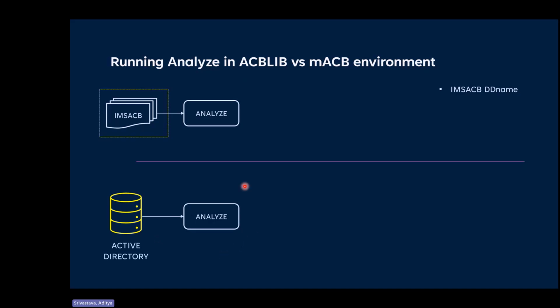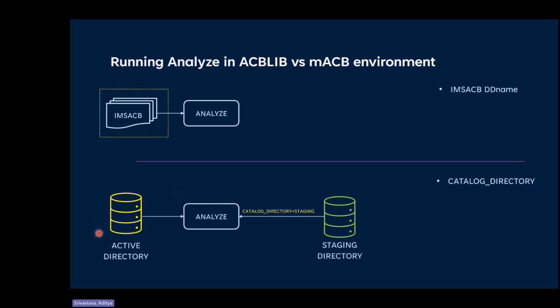So if I want to read the control block not from the active directory, I can use the keyword which I briefly touched upon in the previous slide: CATALOG_DIRECTORY equals STAGING. If I give this keyword in my job, instead of reading from the active directory, it goes and reads from the staging directory. This keyword is used for changing the default behavior. By default, analyze reads the active directory, but this keyword helps analyze choose. If you want to read from staging, you give staging; you can also read from active.